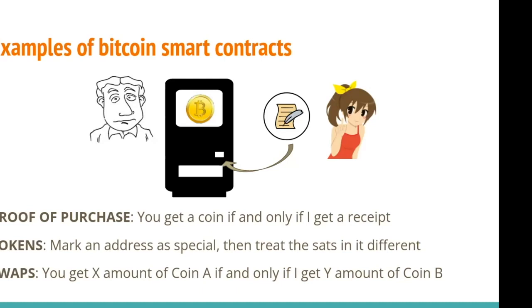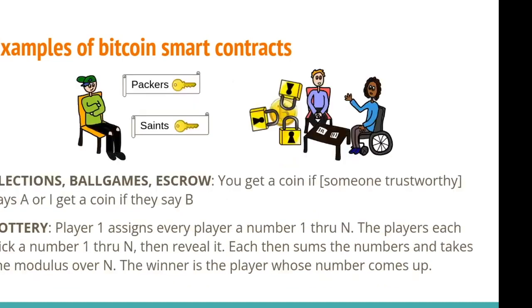And then once you give me that private key, I can sweep them on that other chain. But simultaneously, by putting in that private key on Bitcoin, you also got the Bitcoins. So you can do cross-chain swaps as well as token swaps using the smart contracts in Bitcoin. Two other things you can do: you can do elections, ball games, and escrow. And this is actually what we'll be doing today.